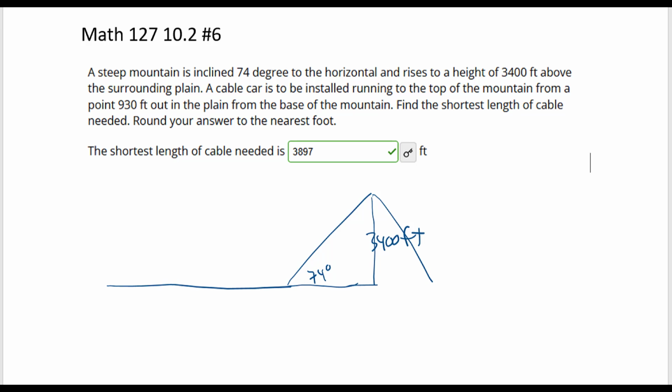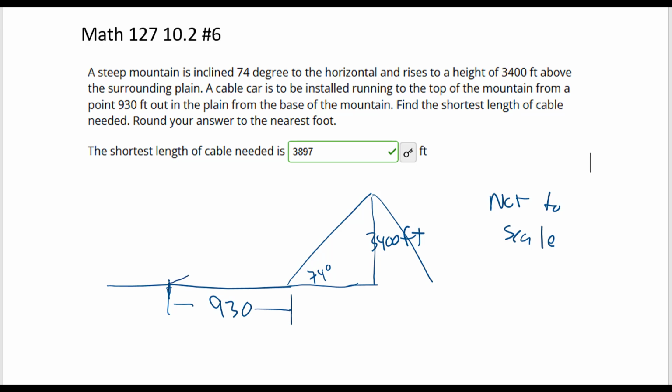A cable car, and I think they meant like a gondola or something, not like a cable car like San Francisco, is to be installed running to the top of the mountain from a point 930 feet out from the plain. So here's 930. Maybe not drawn to scale. And the plain is the base of the mountain. Find the shortest length of cable needed. Round your answer to the nearest foot.